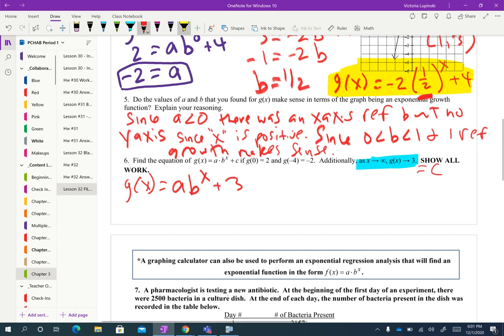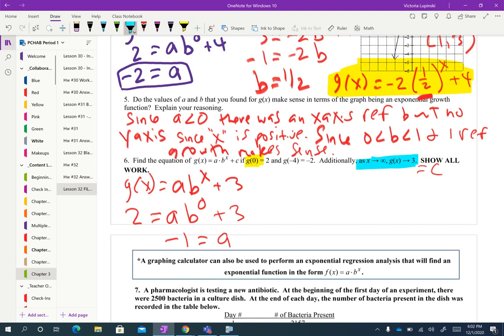Then which point do I pick next? I pick the one that gets b to the 0. So I'm going to go ahead and say that 2 equals a times b to the 0 plus 3. Subtract the 3. A is equal to negative 1.